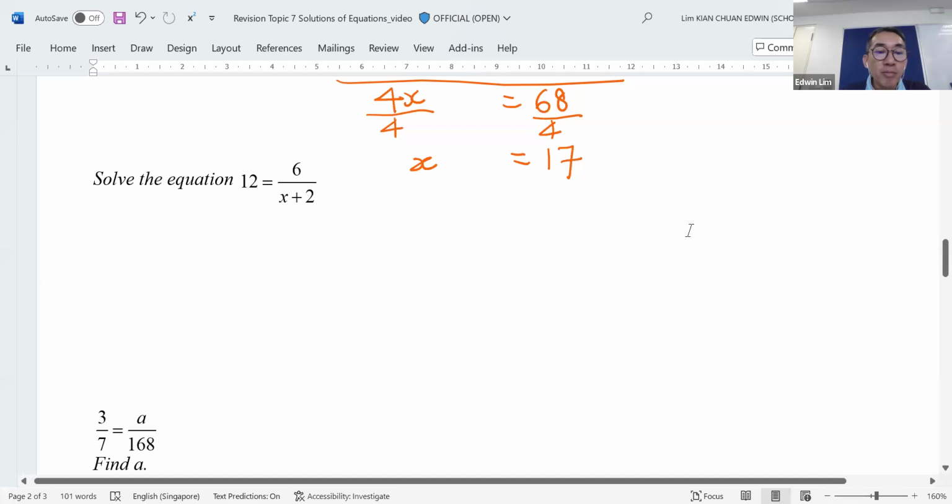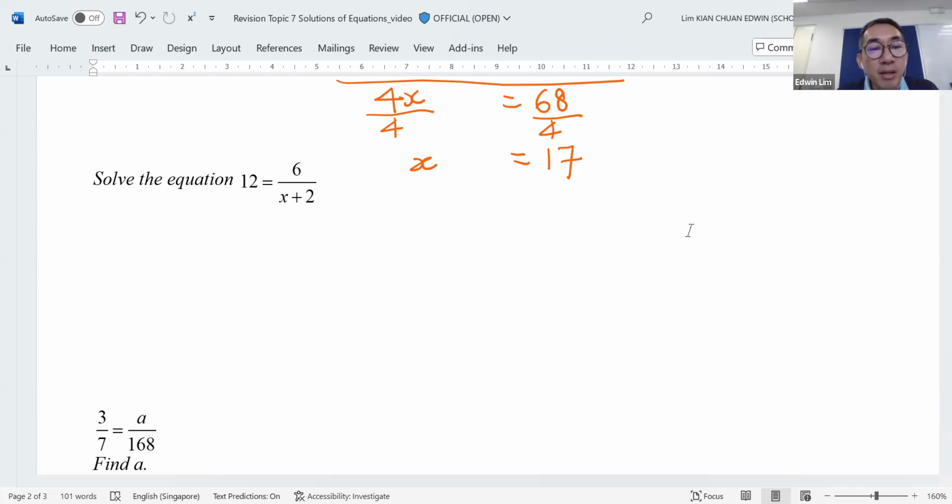Solve the equation for the next one. 12 equals 6 over x plus 2. Do you realize that my x is at the right hand side? Like what I said, always make sure that the unknown is at the left hand side. So the first thing I will do, I swap the place. 6 over x plus 2 equals 12. I never do anything, I just swap the position.